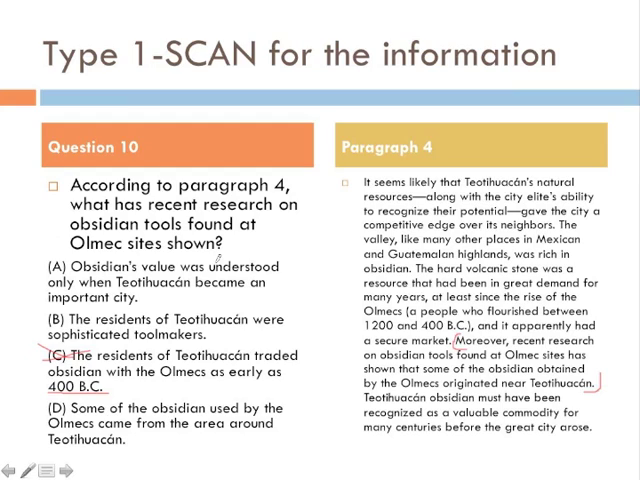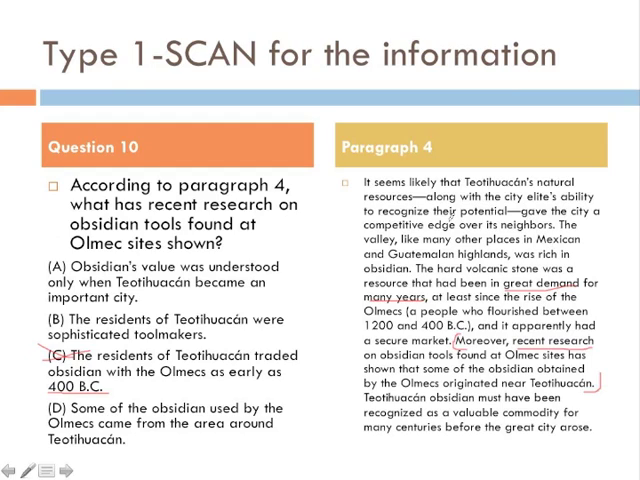Obsidian's value was understood only when Teotihuacan became an important city. Well, again, as we skim through the information, generally, if we see information that's away from where we found the idea of the recent research, that's where we're looking. Where does it even mention the value of this obsidian? As we look through here, it does talk about these resources, and it does mention that the resource had been in great demand, but it doesn't necessarily say anything about the value being understood after Teotihuacan became an important city.